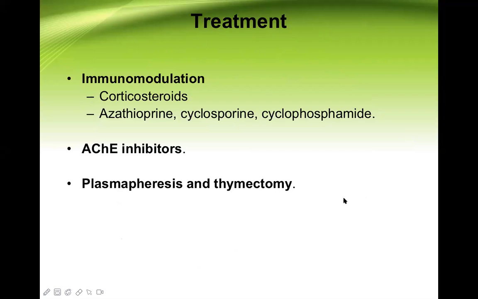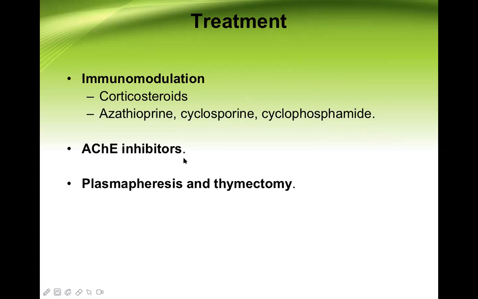Now, what is the treatment? That's the final part of the lecture. Treatment can be done by using some immunomodulatory agents like corticosteroid, azathioprine, cyclosporine, or cyclophosphamide. These are called immunosuppressive drugs. This is an autoimmune disease, so there is a big role of these drugs in the treatment. There's no need for any discussion here.